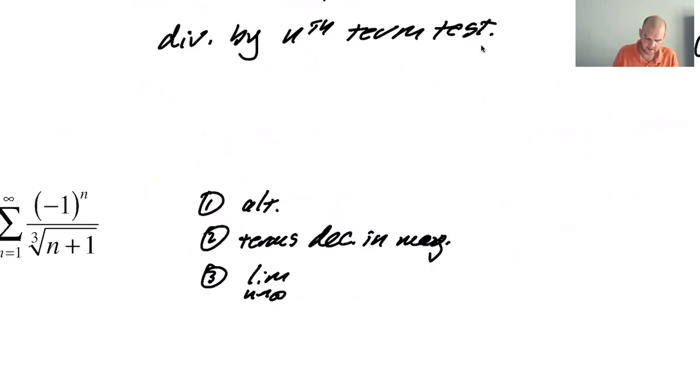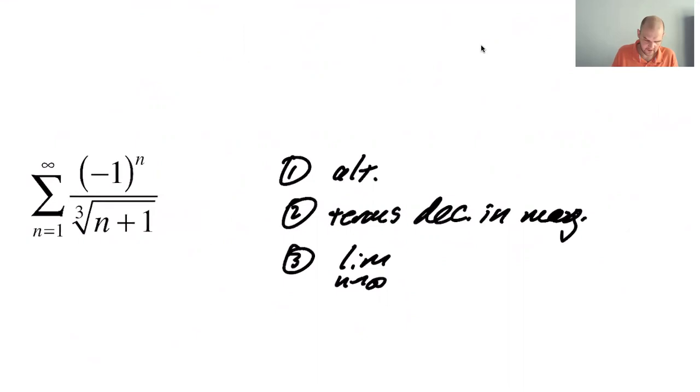Okay, so is it alternating? Yeah, -1 to the n, definitely alternating. Do the terms decrease in magnitude? So the numerator of the absolute value is 1, and then this is going to get bigger, so 1 divided by bigger and bigger numbers gets smaller, so that's definitely decreasing.